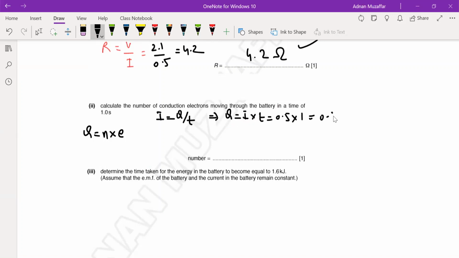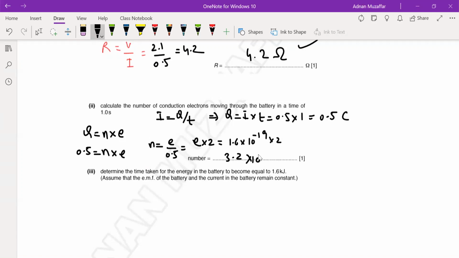I'm just trying to show you working, otherwise there is no need. So 0.5 coulomb. So just use 0.5 equals to NE. Then what will be N? E by 0.5, the constant they gave us. So it can be E multiplied by 2, 1.6 into 10 to the power minus 19 multiplied by 2. So it is 3.2 into 10 to the power minus 19 electrons.